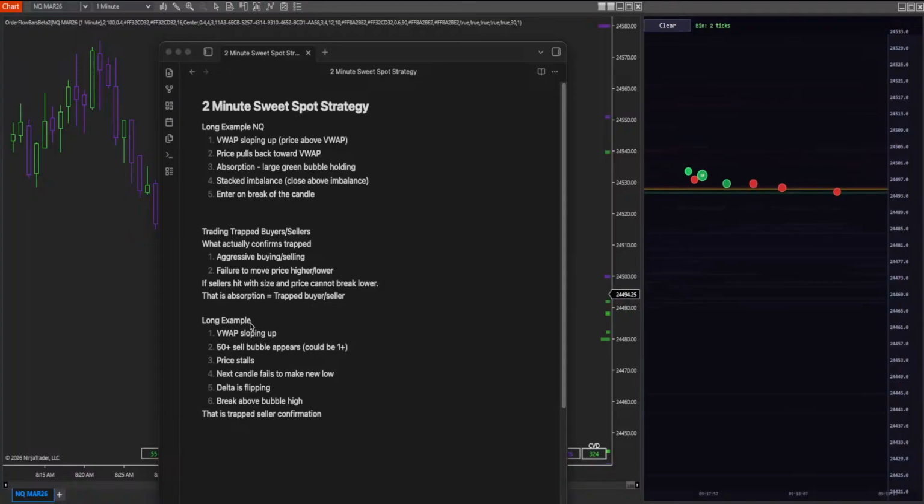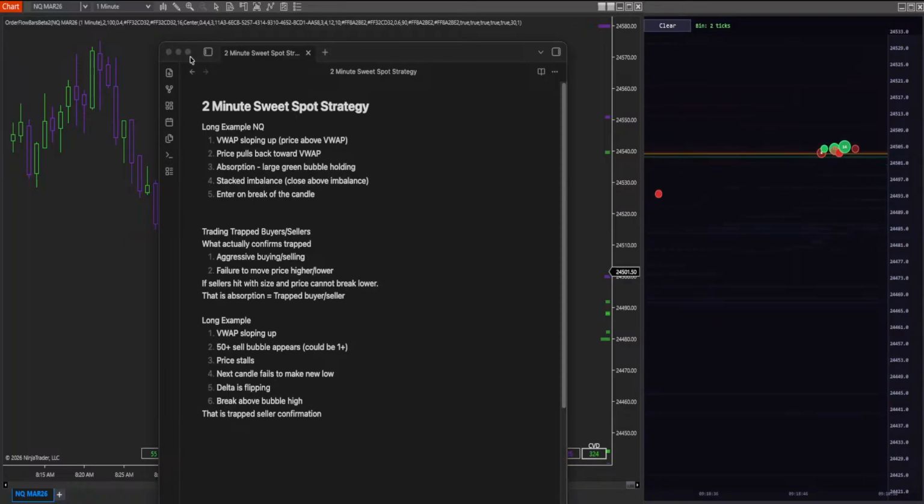That's a trapped buyer or seller. Then right down here, a long example would be a VWAP is sloping upwards. You have a 50 plus sell bubble appears. It could be more than one, and then the price stalls. That's if we're moving upward and you have a sell bubble, and then the next candle fails to break a new low. This is key. You have to make sure that trapped buyer or seller is not making a new high or low, and the delta is flipping, which means the delta is going up if you're going long, and then a break above the bubble high. This is the trapped seller confirmation.